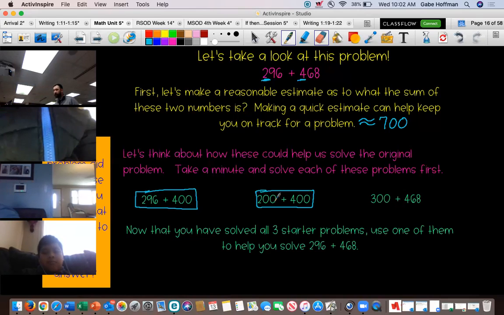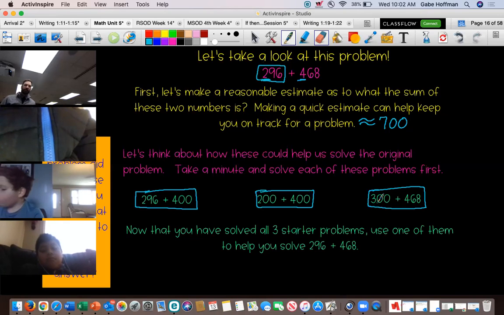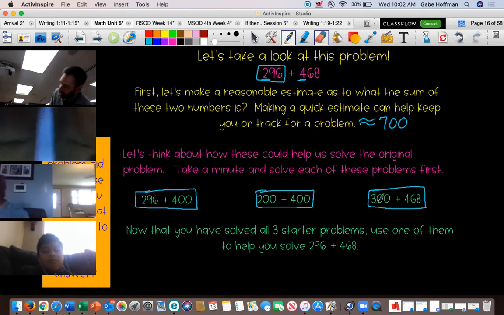And here is the interesting one. 300 plus 468. We're basically doing what Ying just said. She noticed when she estimated, right? Ying is saying, I noticed that 296 is close to 300. So instead, we're going to start at 300. We're going to talk a lot about all three of these here in just a second.